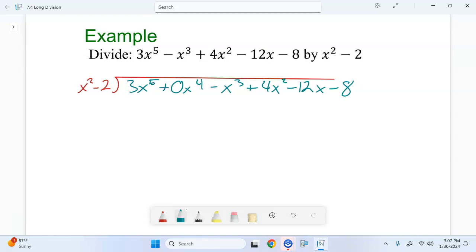So we'll do division. Step 1. 3x to the 5th divided by x squared is 3x to the 3rd. I'm skipping over the 4th and going straight to the 3rd. We want to keep it in order, so we put it over the 3rd. We do our multiplication. 3x to the 3rd times x squared, 3x to the 3rd times negative 2.